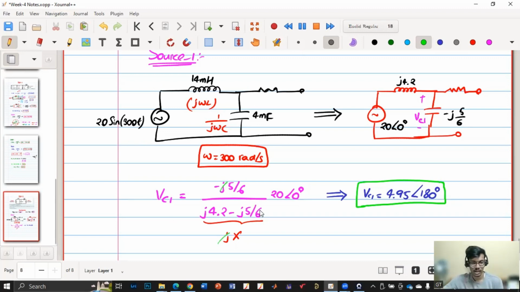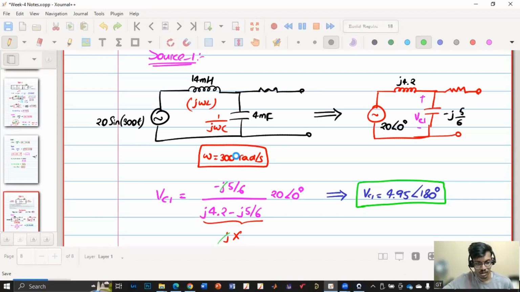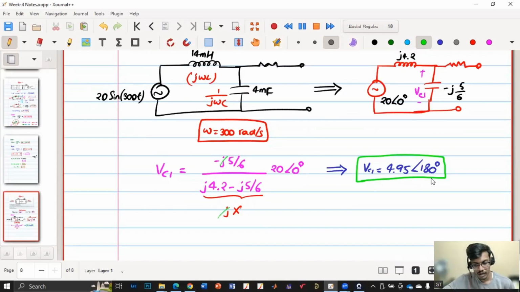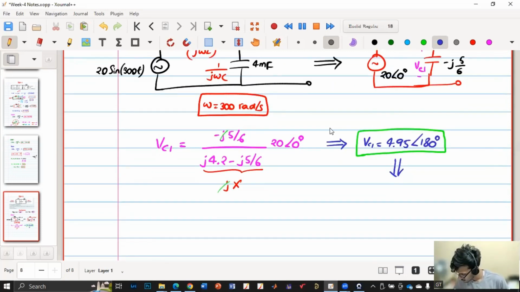Others, you please check whether you are getting the same answer or not, because everyone should be aligned and everyone should get the same answer. There is no two answer thing. It is only straightforward and there is only one unique solution. So from the source 1, I got 4.95 angle 180 degrees. So if I convert this into sine, what will be the value? So input is 20 sine 300t. So in terms of t, what it will be? 4.95 sine 300t plus 180 degrees, right?